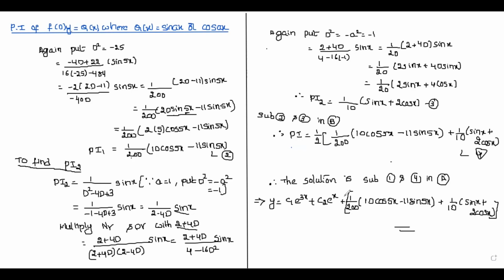Now, substituting these two in the given solution, then it is complementary function plus particular integral. So, complementary function is c1 e power 3x plus c2 e power x plus 1 by 2 into 1 by 200 into 10 cos 5x minus 11 sin 5x plus 1 by 10 into sin x plus 2 cos x.